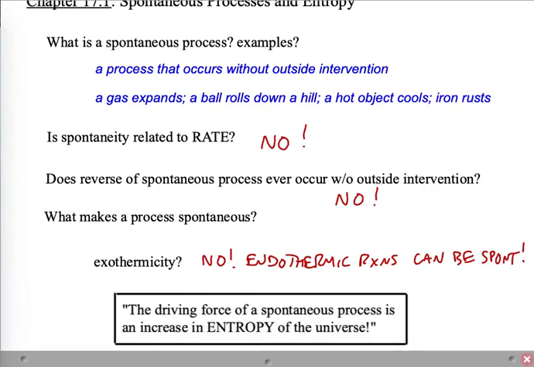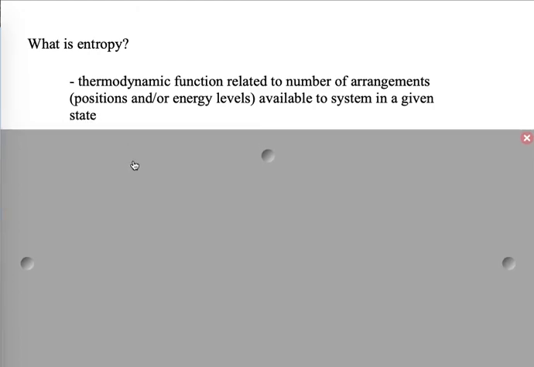The driving force of a spontaneous process is an increase in entropy of the universe. So, when every spontaneous process occurs, the entropy of the universe increases. So now, let's talk about what is entropy. Entropy, in reality, is a thermodynamic function that is related to the number of arrangements available to a system in a given state, meaning how many positions and or energy levels the particles can be in.